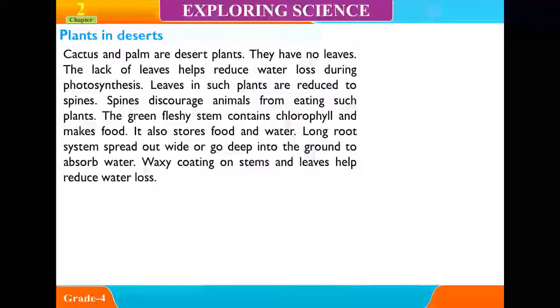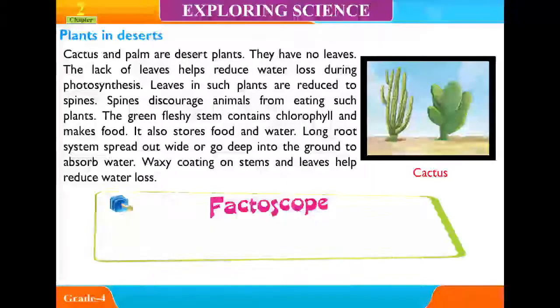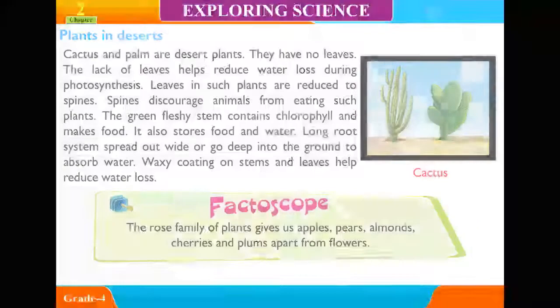Plants in desert. Cactus and palm are desert plants. They have no leaves. The lack of leaves helps reduce water loss during photosynthesis. Leaves in such plants are reduced to spines. Spines discourage animals from eating such plants. The green fleshy stem contains chlorophyll and makes food. It also stores food in water. Long root systems spread out wide or go deep into the ground to absorb water. Waxy coating on stems and leaves helps reduce water loss. Cactus. The rose family of plants give us apples, pears, almonds, cherries, and plums apart from flowers.